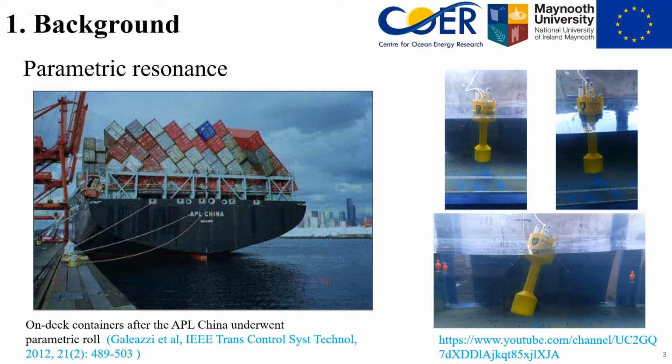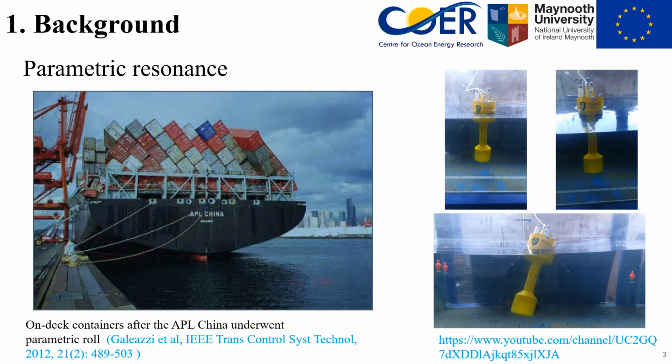Parametric resonance occurs occasionally in ocean applications for ships. It is always viewed as a negative phenomenon. This figure gives a good example. On-deck containers were hugely damaged by parametric resonance in roll, hence it caused huge economic loss as well. Sometimes, parametric resonance in roll can even cause a capsize of a ship.